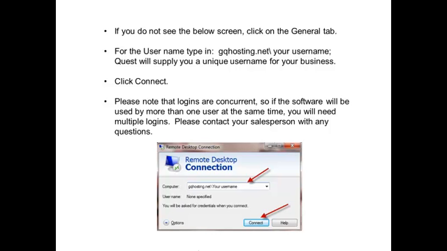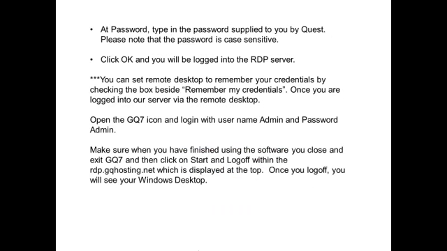Click Connect. Please note that logins are concurrent, and if the software will be used by more than one user at the same time, you will need multiple logins. Please contact your salesperson with any questions. At the password, type in the password given to you by Quest. Please note that the password is case sensitive. Click OK. You are logged into the RDP server. Click on the Glassquote 7 icon and log in with your username and password admin.